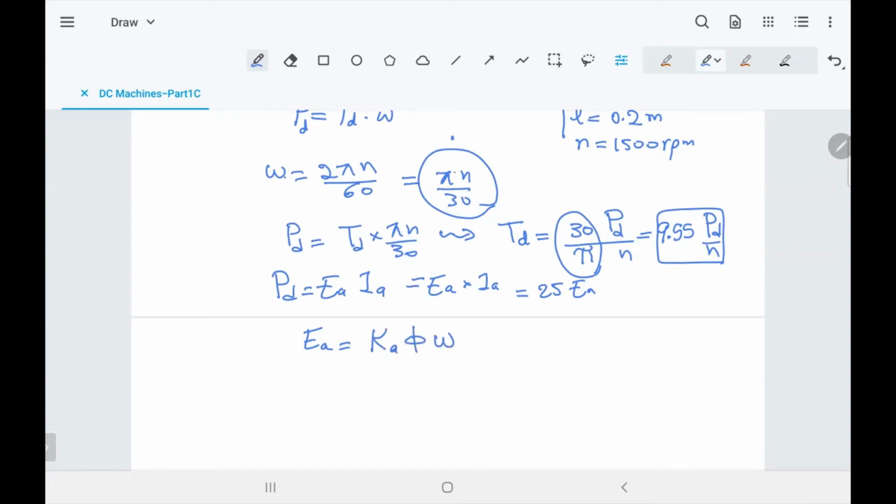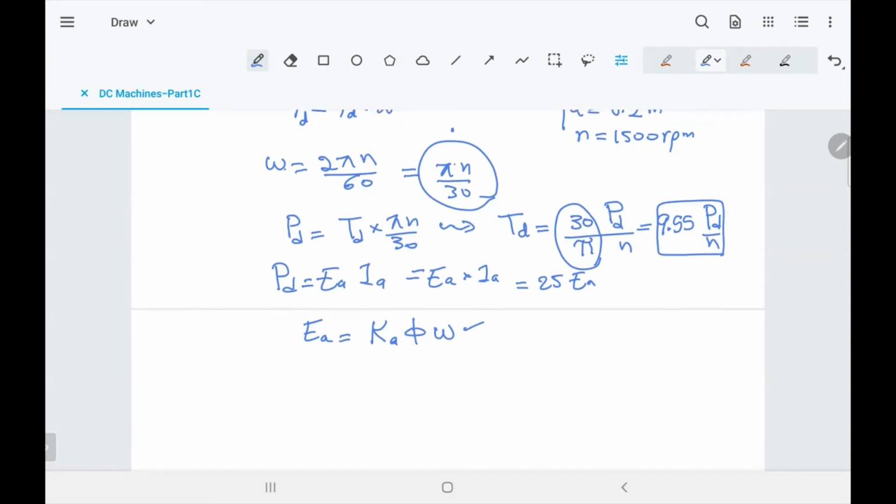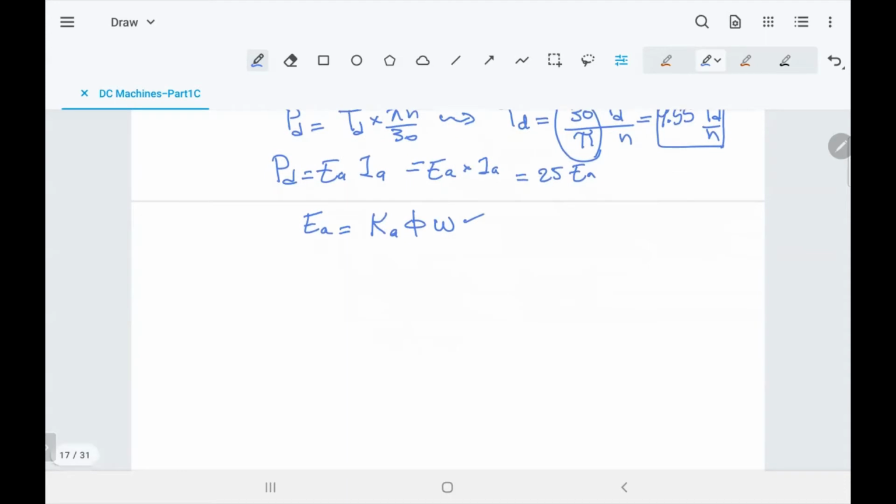I have omega already, right? So we have omega. I don't have K_a. I don't have phi. So what's my task now? To find K_a and phi. Do you know how to find K_a? Yes. We just had the equation. We said that K_a is equal to Z P over 2 pi A, right?